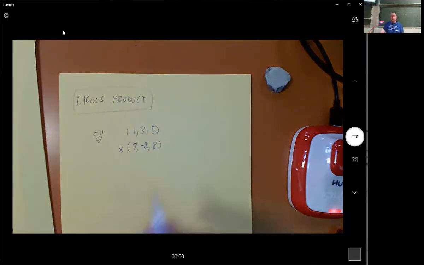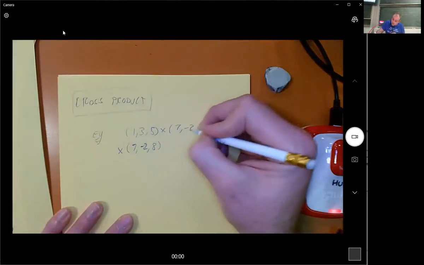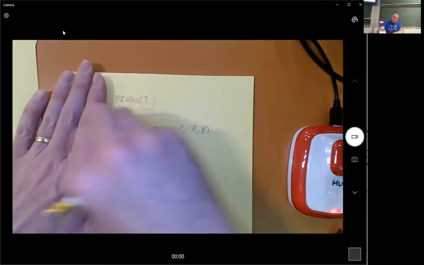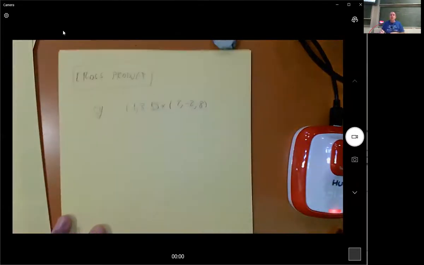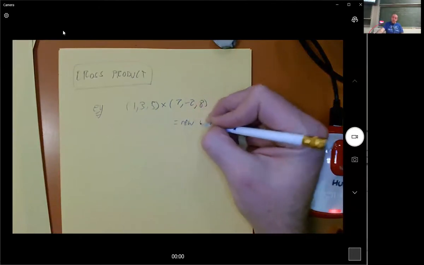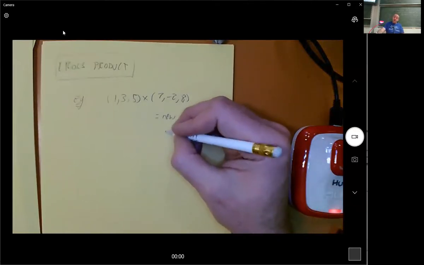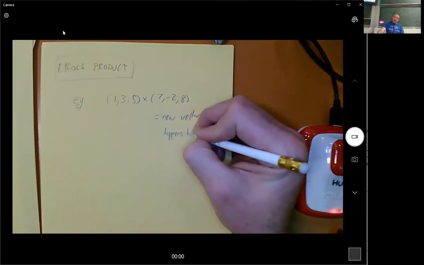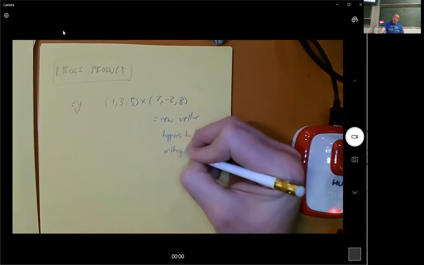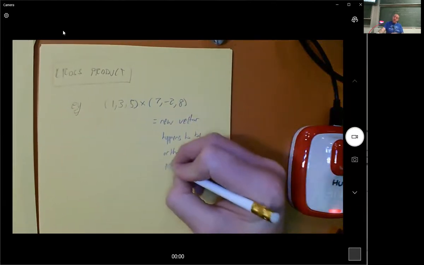So when you do the cross product of two vectors, you're supposed to put them next to each other like that. The cross product of two vectors is a new vector. The dot product of two vectors is a number. The cross product of two vectors is a new vector. And the cross product wasn't invented for this purpose. It just turned out this way. It's a new vector, and it happens to be orthogonal to both the original vectors.